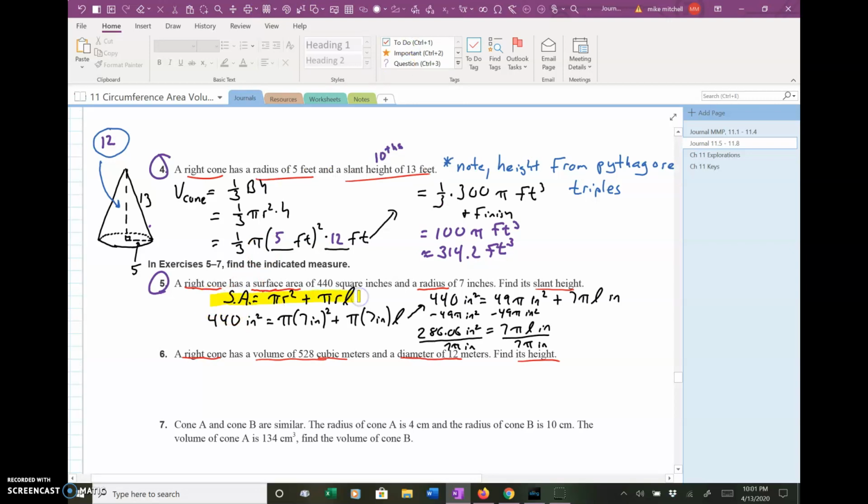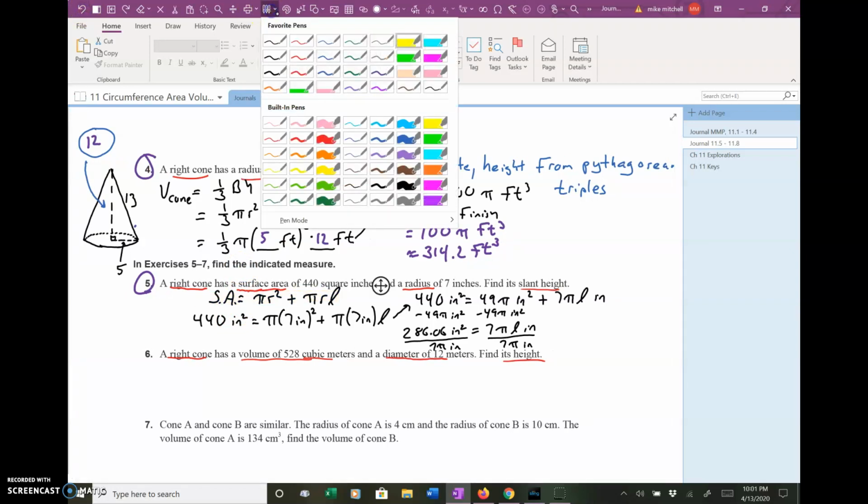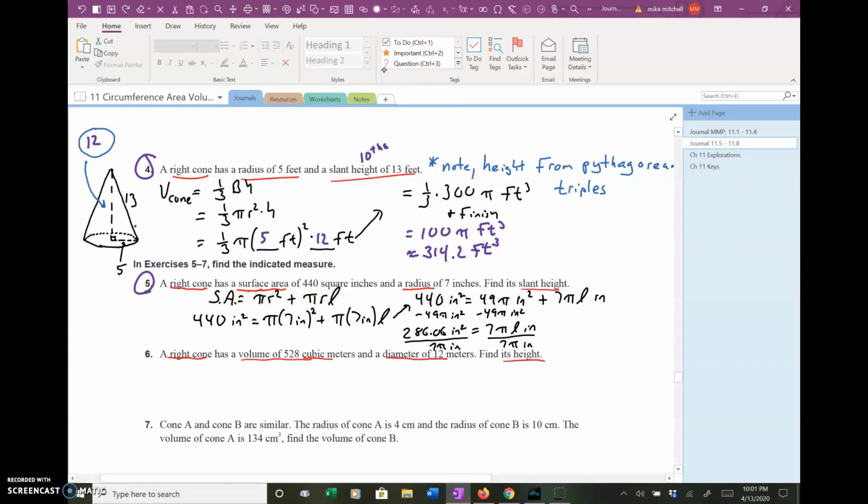Surface area equals pi r squared plus pi r l. That surface area equals the base area plus the lateral area. We know that our surface area is 440 inches squared. We know the radius is 7 inches. We need to find our slant height right there. We're looking for that.